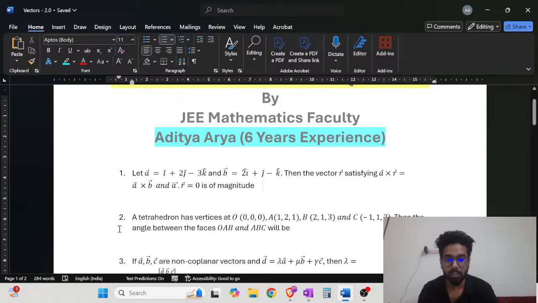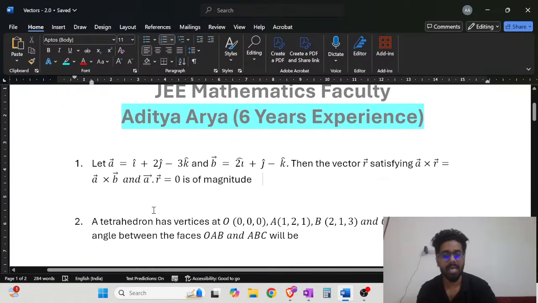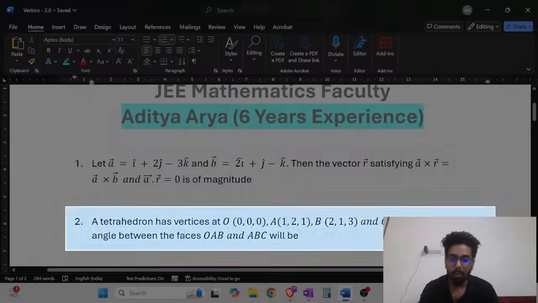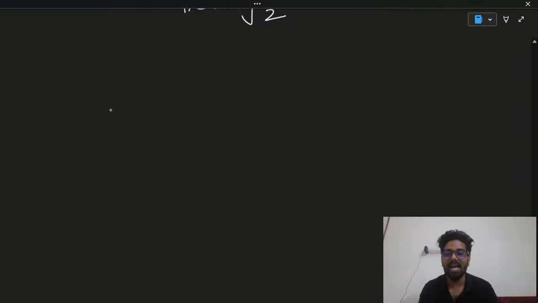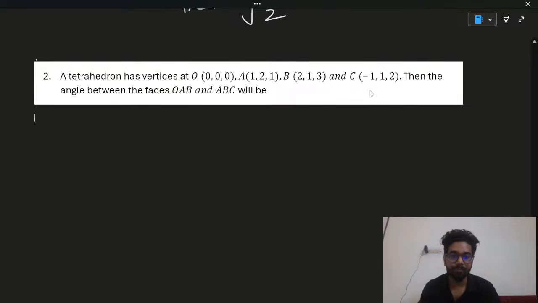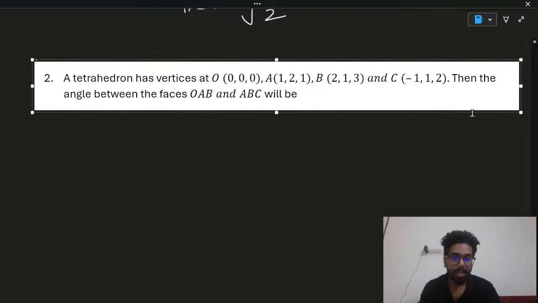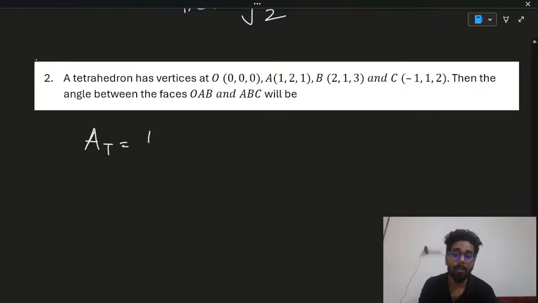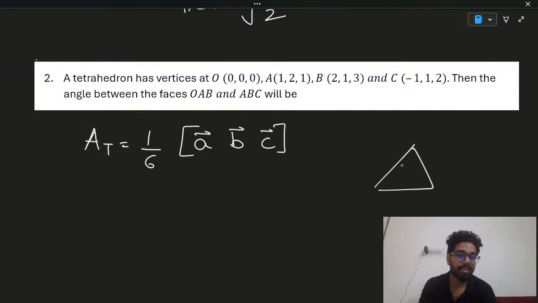Let's come to the next question, on the tetrahedron. Does anyone know the volume of a tetrahedron? Let me know in the comment box or chat box. If we have 3 sides meeting at a vertex, then the volume of the tetrahedron is 1 by 6 of the scalar triple product ABC, where ABC are the 3 sides, the A vector, B vector and C vector.